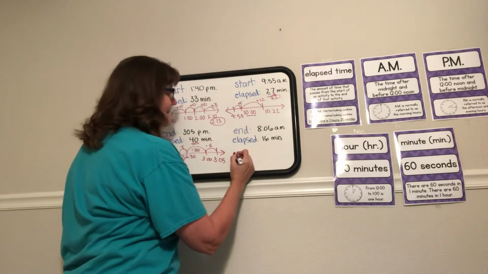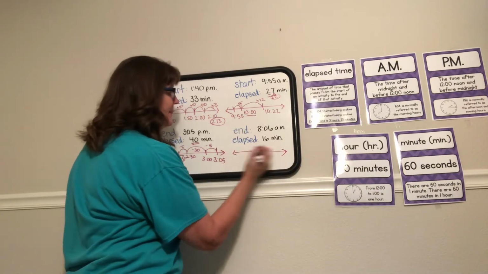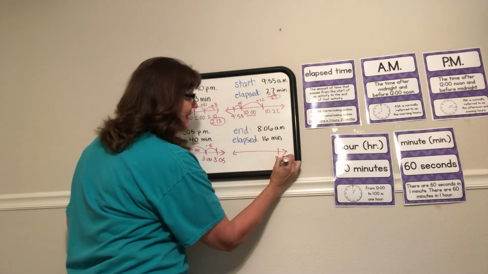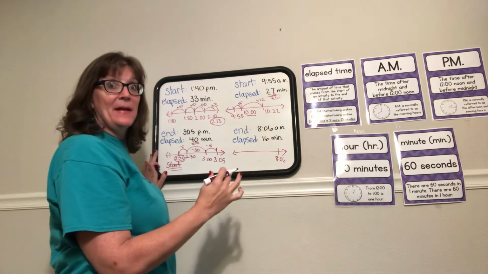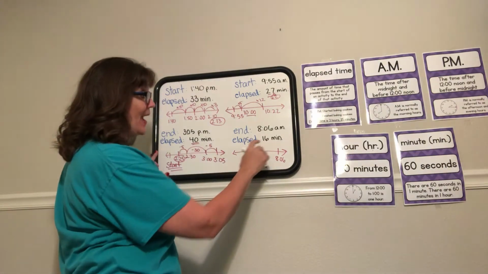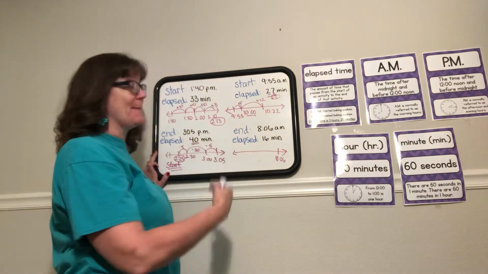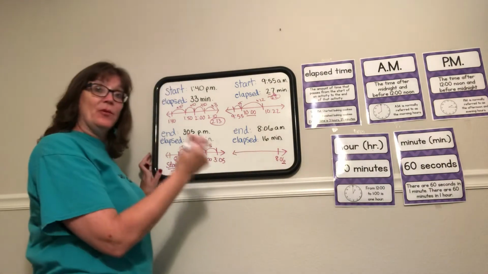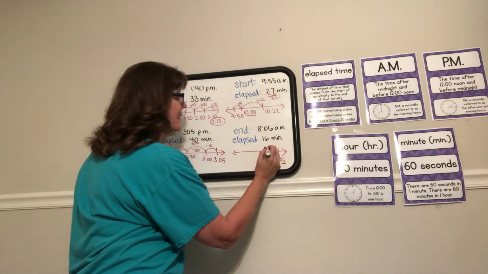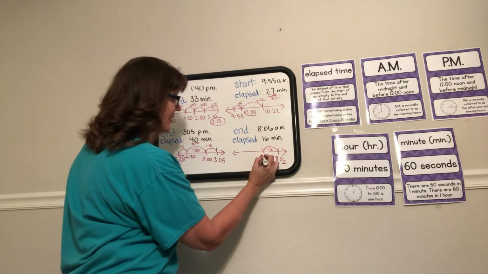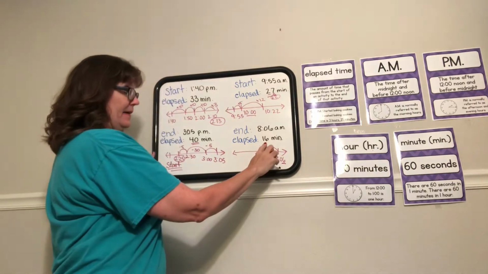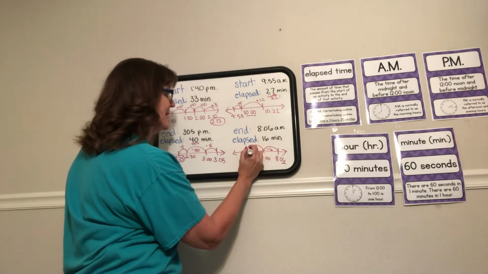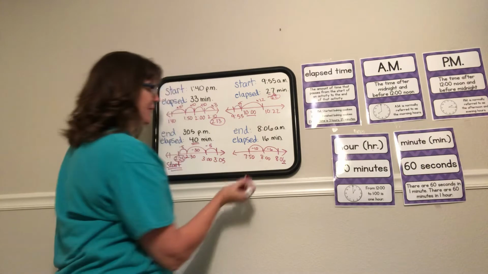So they give me the end time, so I have to start on the right side of the number line. This is the end time. I need to find out what time the activity began, and I have to subtract 16 minutes because that's how much time passed between the start and the end. So I'm going to subtract 6 minutes because that will get me right to 8 o'clock. I subtracted 6 of those 16, so I have 10 more to subtract. So I subtract 10, and that takes me to 7:50.